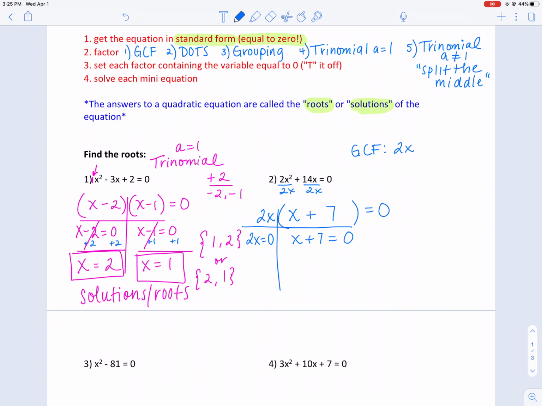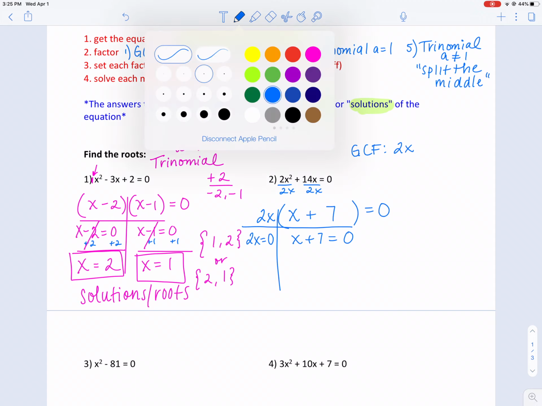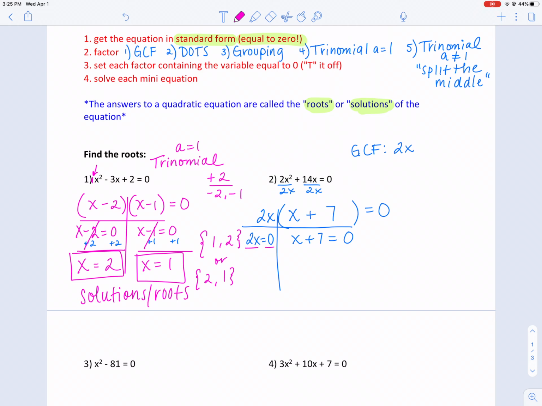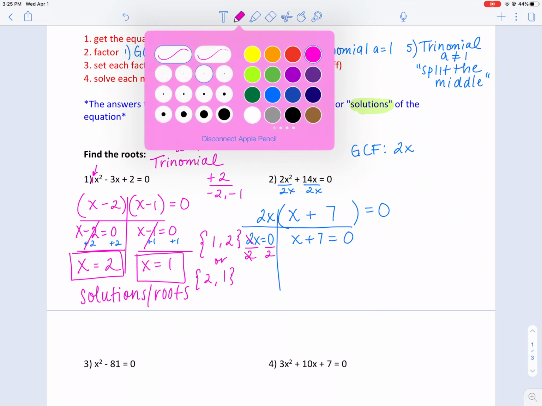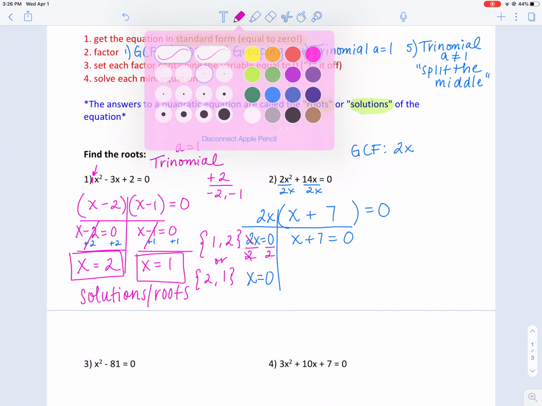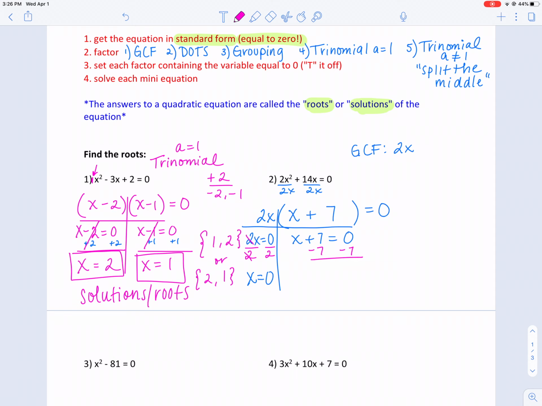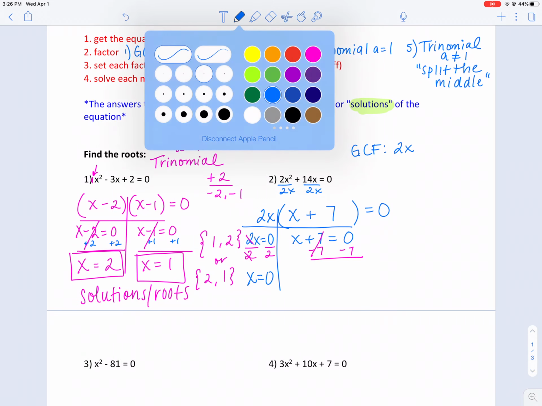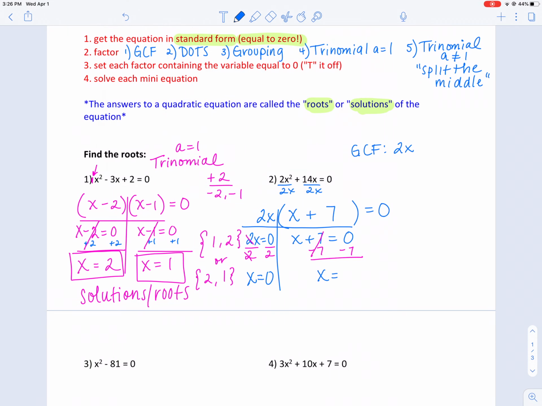Just like you solved those other ones, here I'm going to show that to get x by itself, I can't add or subtract. I have to divide both sides by 2. That would give me x equals 0. It's one of your solutions. On the other side, I would subtract 7 from both sides. So here I get x equals negative 7. So you have 2 solutions.